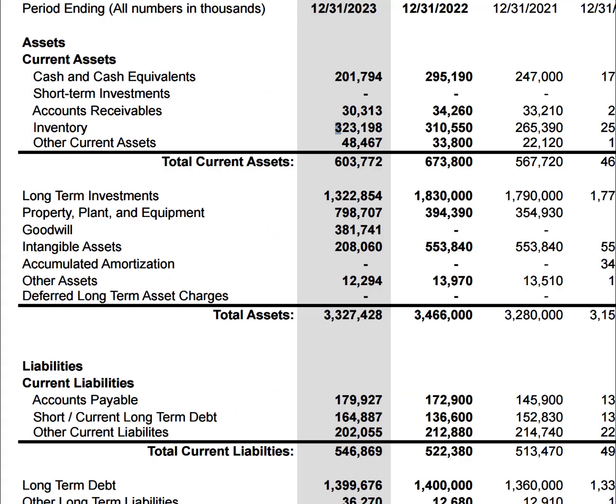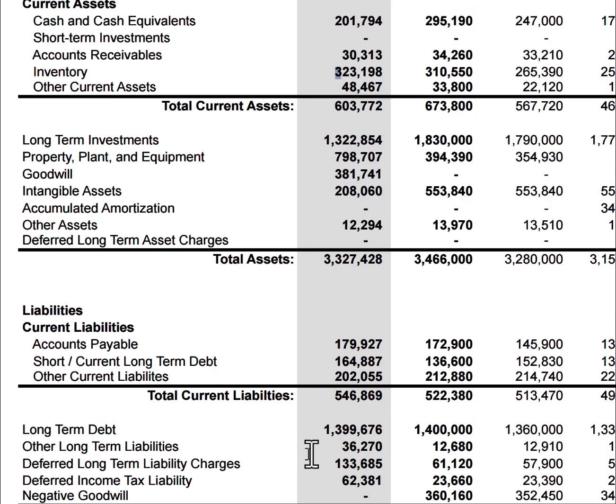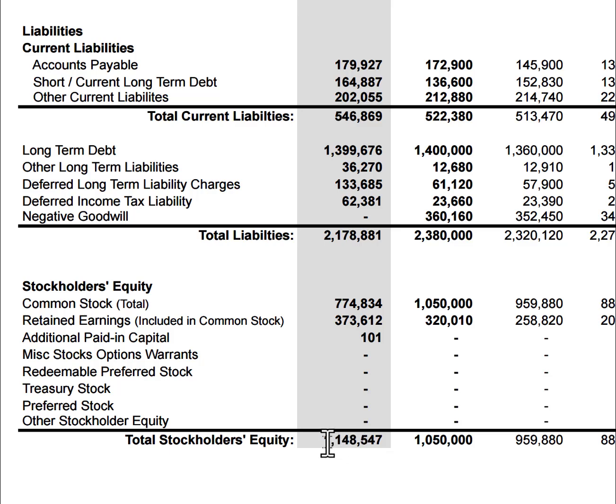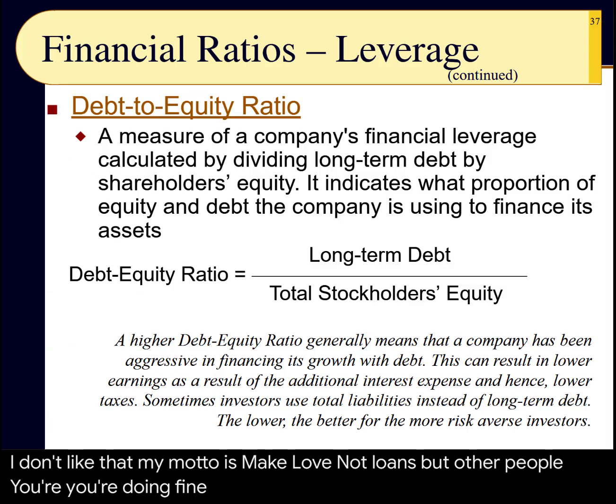Let's go to the long-term debt. Where is that? There's the long-term debt, $1.4 billion or so, divided by the stockholders' equity. And what did you get here? 121%. Whoa. That's not something I like to see. I like to see it less than 50%, 30 to 50%. In my humble opinion, I don't like debt. My motto is make love, not loans. But other people, no. They say I'm a scaredy cat. You're doing fine. The important thing is how can you service that debt?